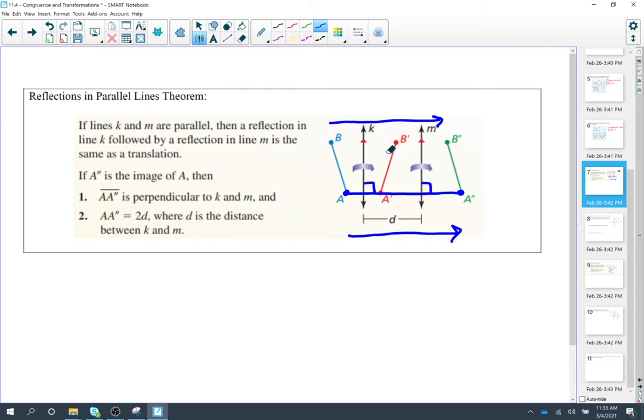So here's your parallel lines. The distance in between these is this long. So the entire distance from A out to A double prime is 2 of those. So let's say the distance between K and M was 5, then the distance between A and A double prime would be 10.